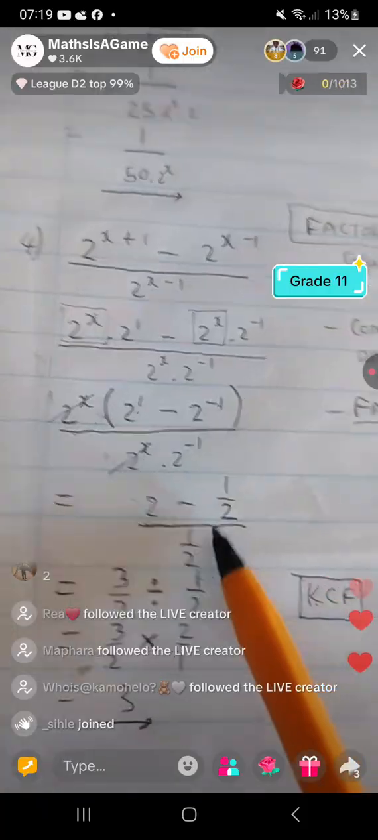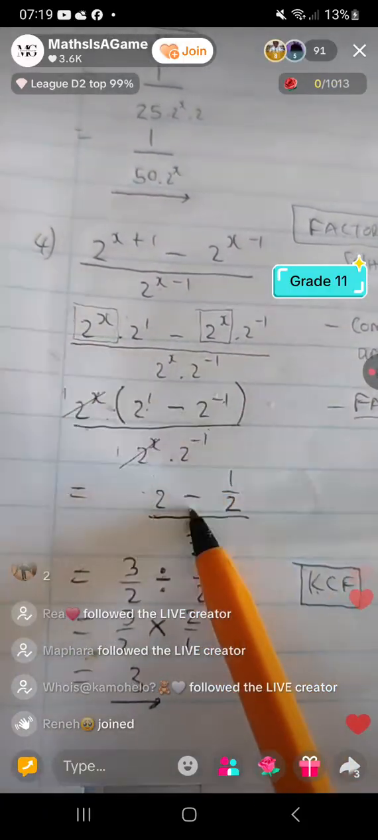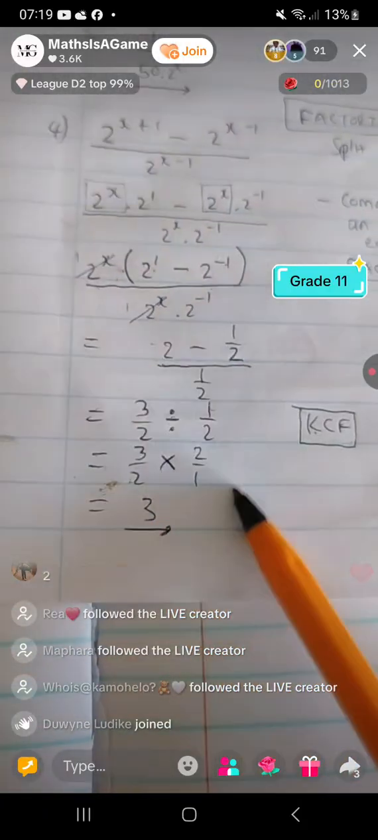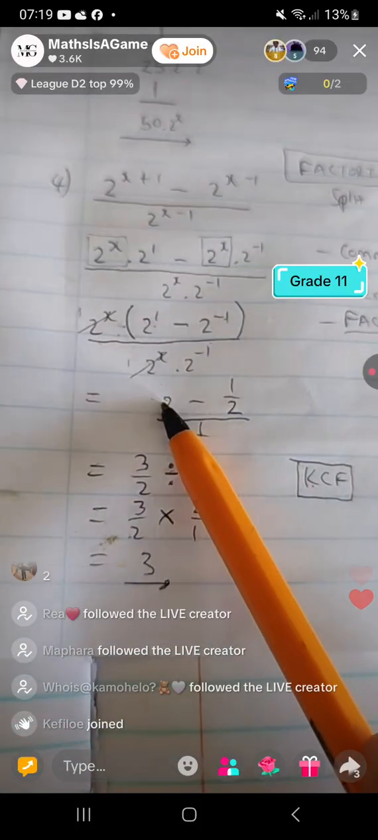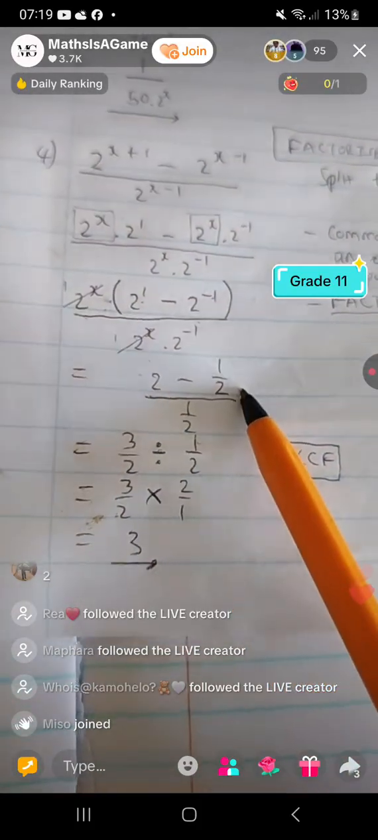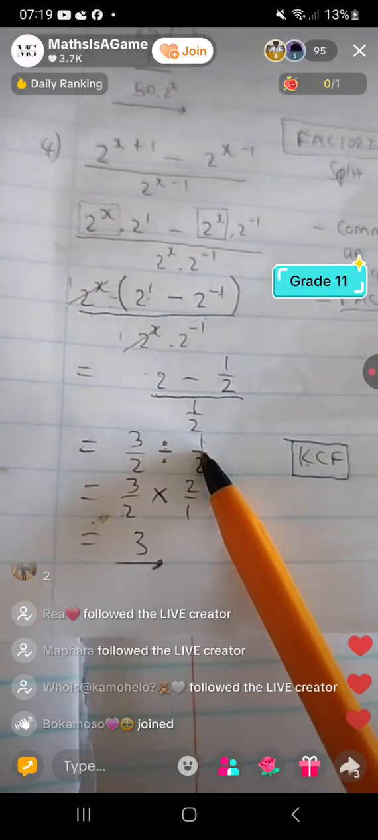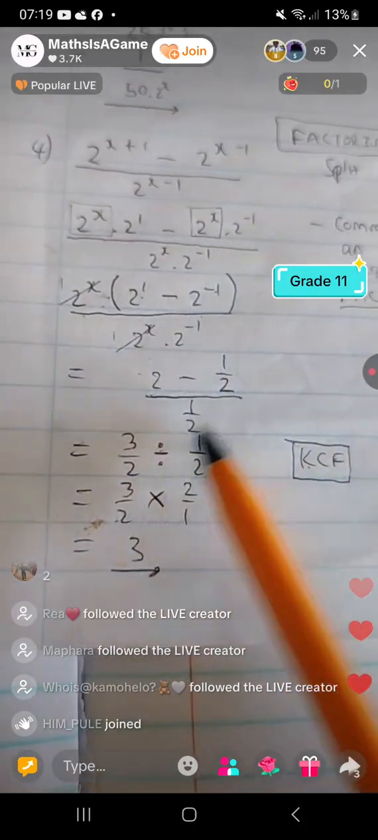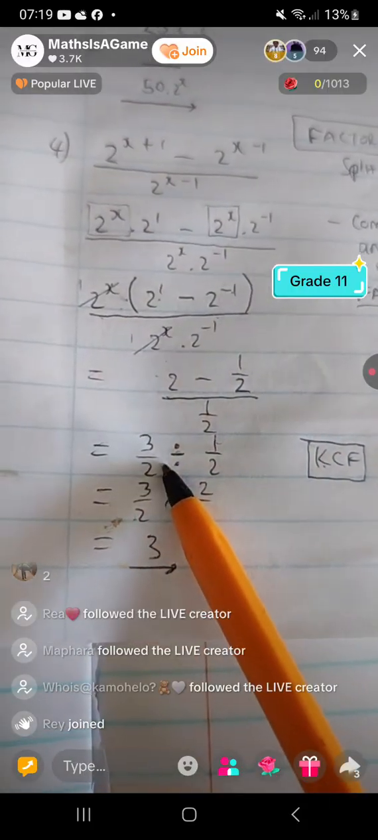We cancel, we simplify what is left over, and then our answer, guys. Because remember, this 2 to the power negative 1 is half. 2 minus half over half. Then you use your calculator. 2 minus half is 3 over 2.